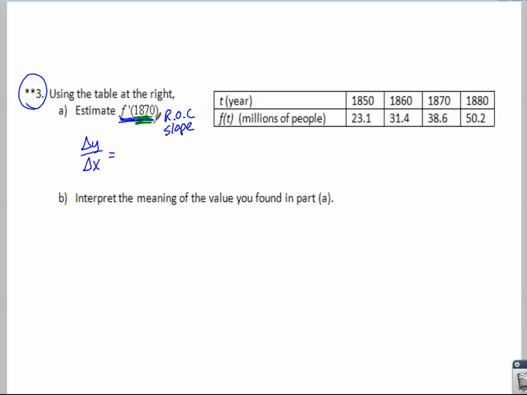If it's the year 1870, perhaps we pick a point before and a point after. Any 2 points you pick really around 1870 are going to be fine as long as they're pretty close. So the function values are these on the bottom. So I'm going to do 50.2 minus 31.4 over 1880 minus 1860. Leave it like that if you wish, or simplify it so that you can see if your answer looks logical. 0.94, what are our units?